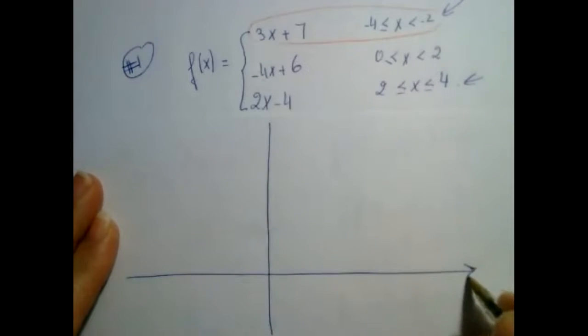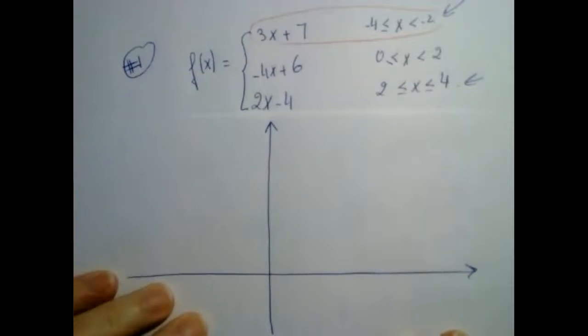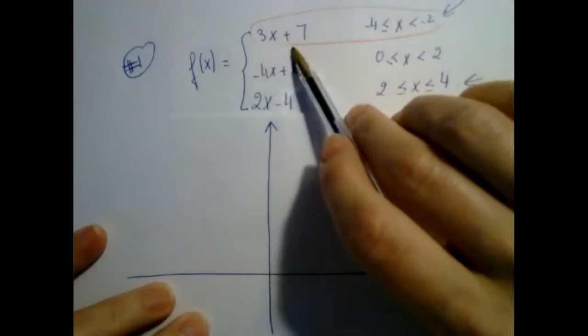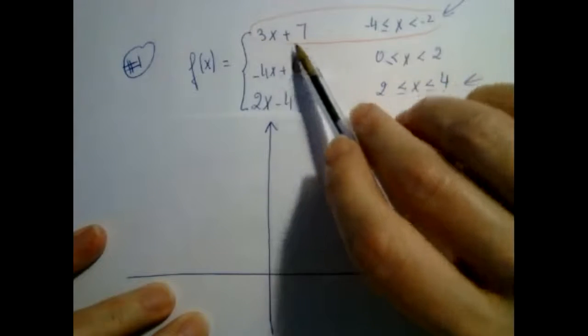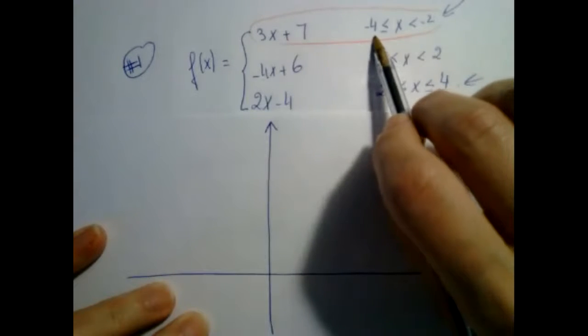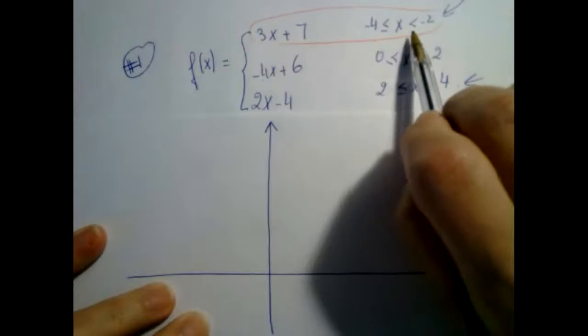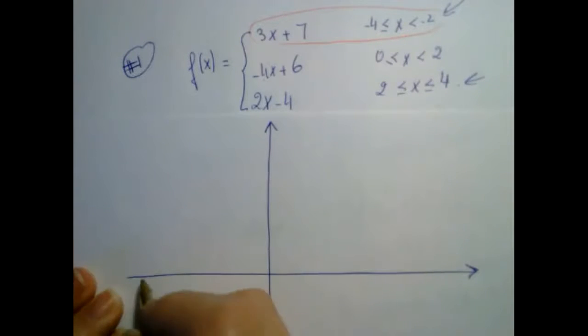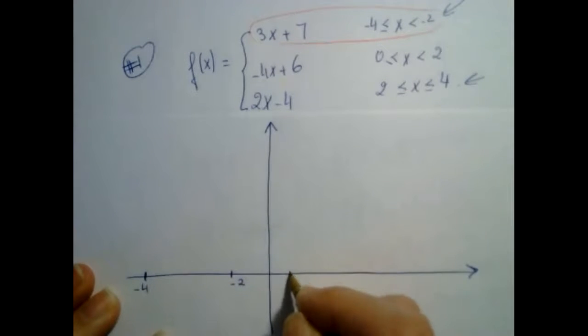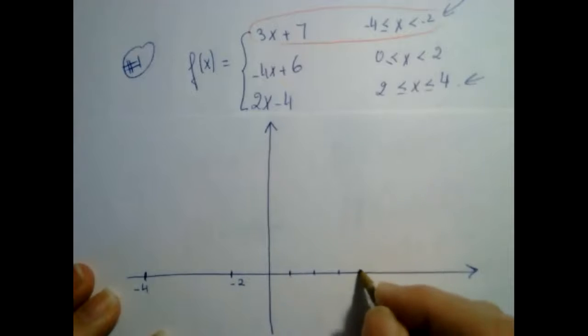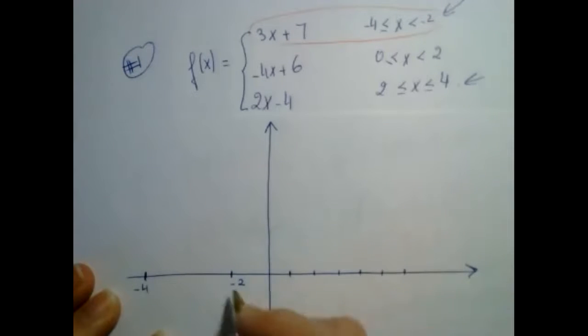So we will do it. And then the first piece, 3x plus 7. We should recognize a line, and that's crucial because it's mx plus b. I'm interested in it between -4 and -2 only. So between -4 and -2. So let us mark the axis a little bit. 1, 2, 3, 4, 5, 6.